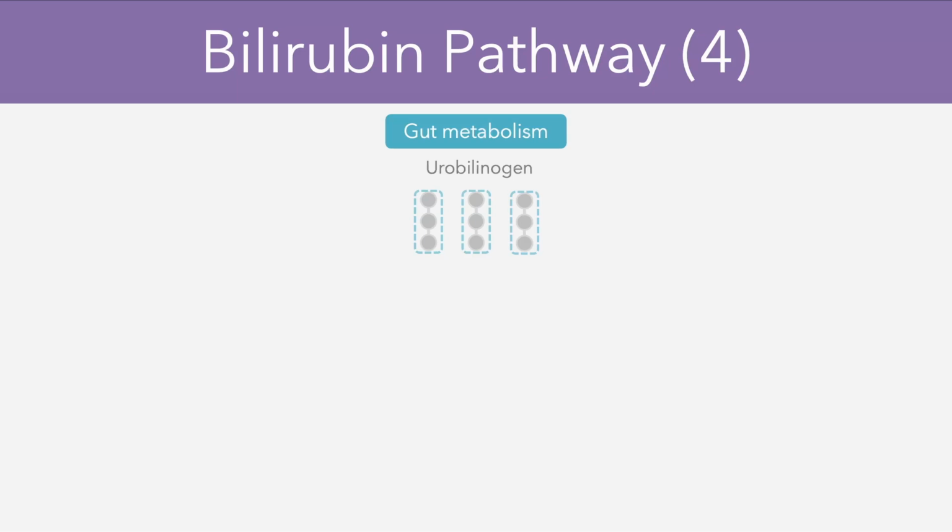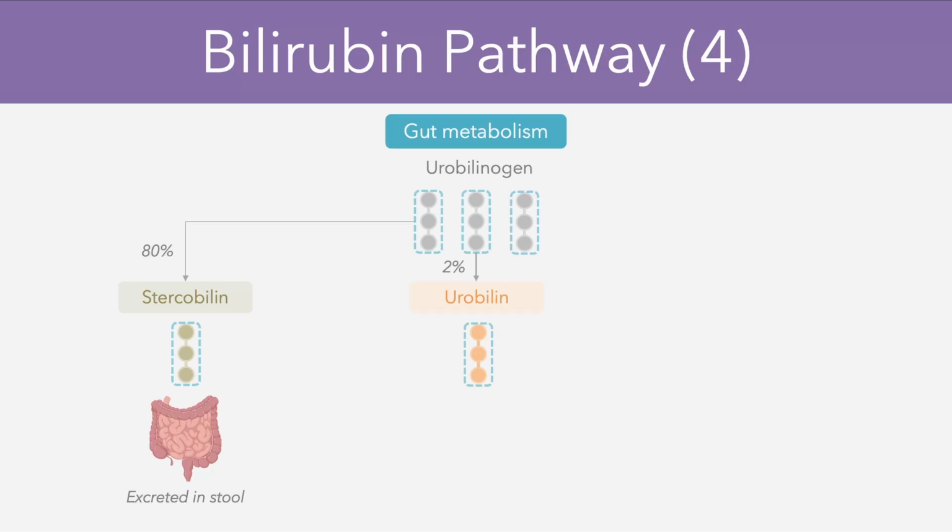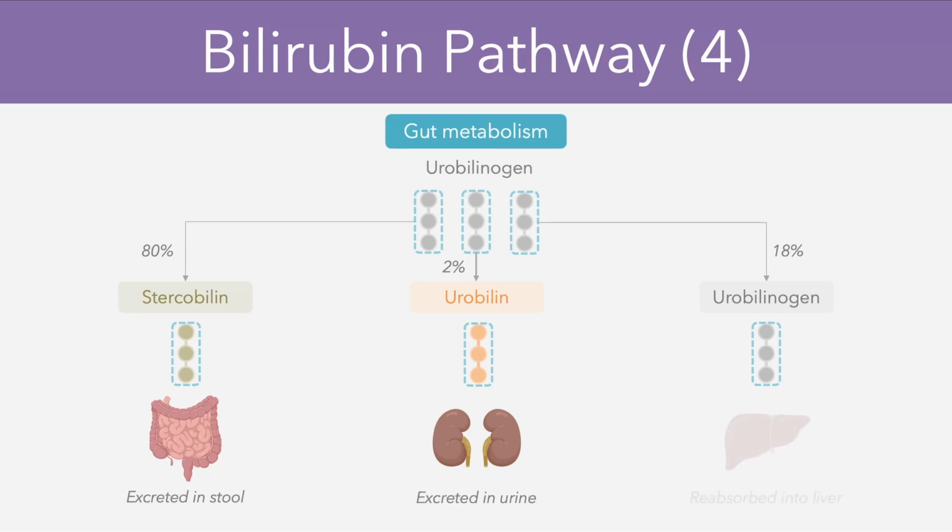For example, around 80% of them are converted to a compound known as stercobilin, and this is excreted in the stool, which gives feces its brown color. Around 2% of the molecules are converted to urobilin, which is a yellow-orange colored compound that's excreted by the kidneys into the urine. Finally, around 18% of the molecules remain as urobilinogen, and these molecules can be reabsorbed back into the blood and back into the liver for further breakdown.